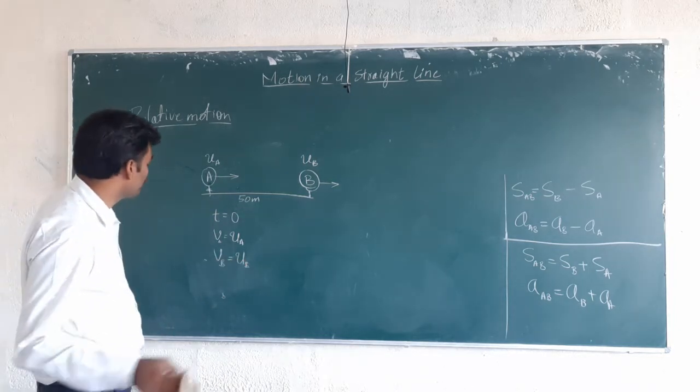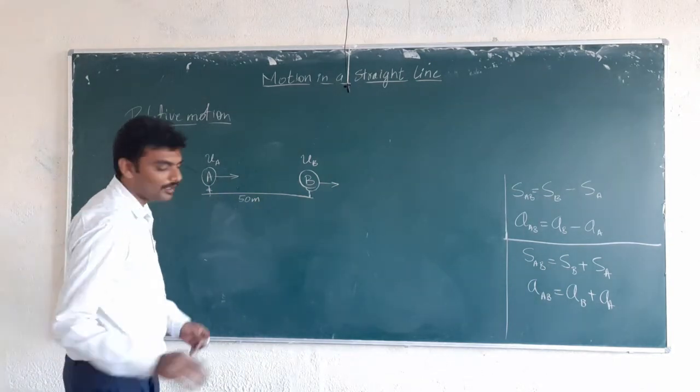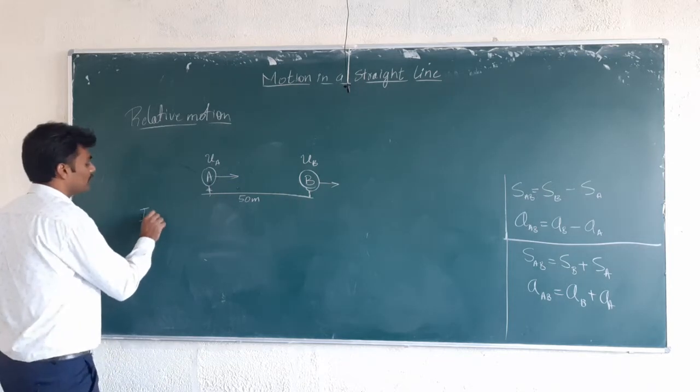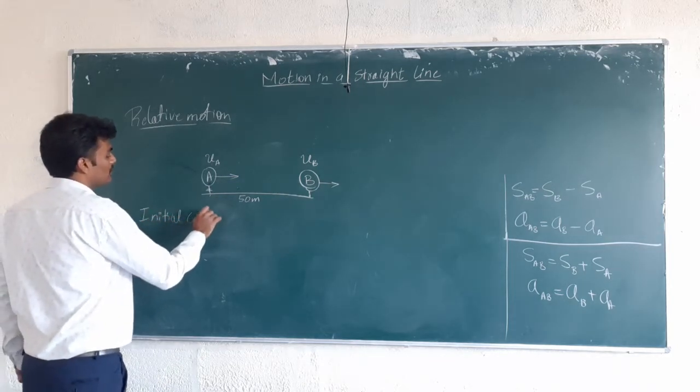You might get confused if I write VA, VB and all. That's fine. Or else I can write initial conditions. That is also fine. Initial conditions.